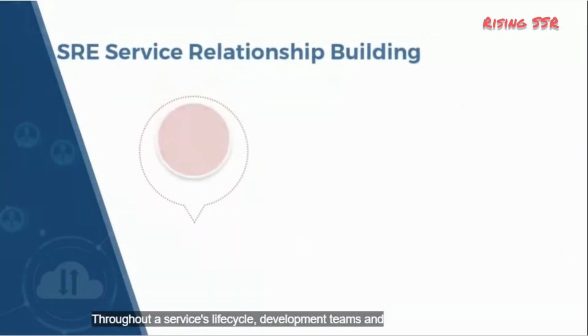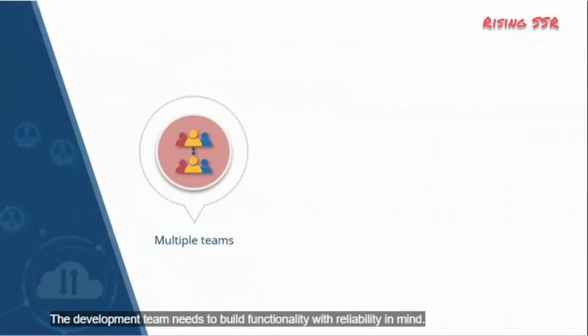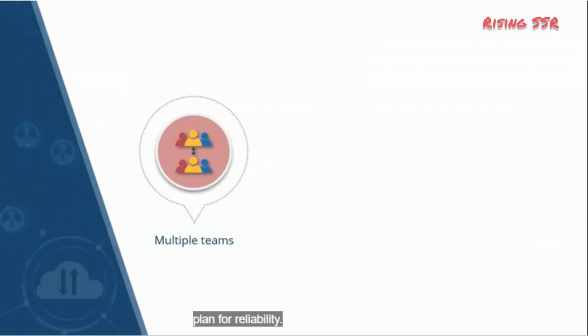Throughout a service's lifecycle, development teams and SRE teams really have different primary goals. The development team's goal is to build out the service, while the SRE team's goal is to ensure the service's reliability. While their goals might be different, they're not independent. The development team needs to build functionality with reliability in mind, and the SRE team needs to consider the functionality being built in order to plan for reliability.